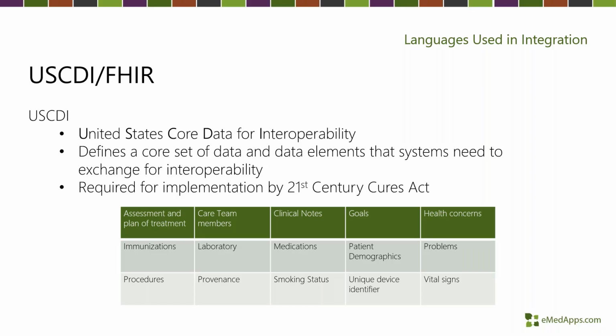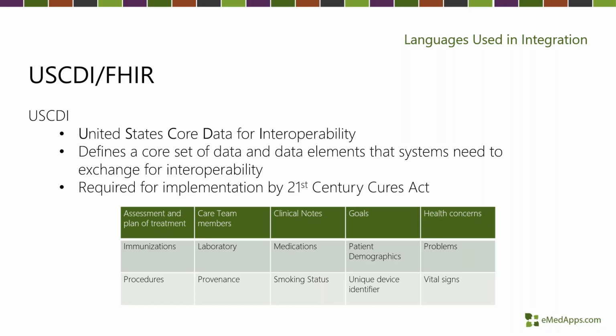And what it does is it defines a core set of data and data elements that belong to each of those data groups that need to be exchanged for interoperability. So in order to be USCDI compliant, when you share, for example, a procedure, USCDI dictates what are the data elements about that procedure that need to be shared, so that in order to be compliant with that, you need to share all of those data elements. It's sort of the minimum data set, if you will, to share when exchanging clinical information between systems.